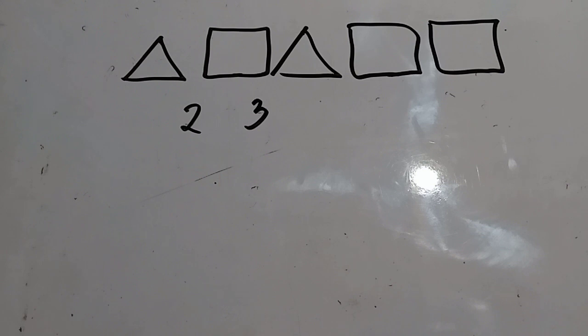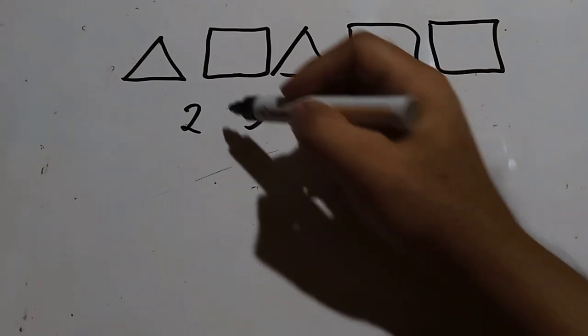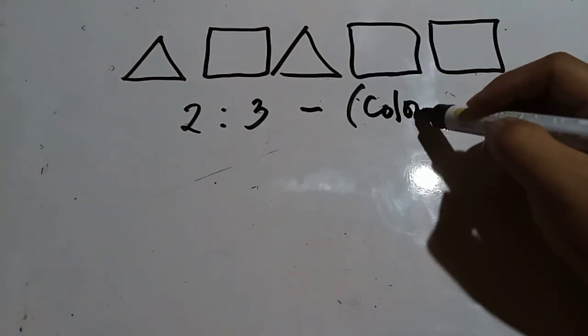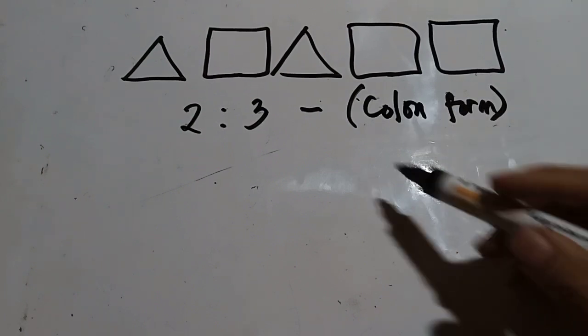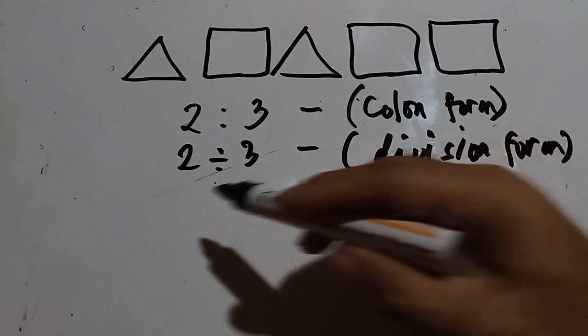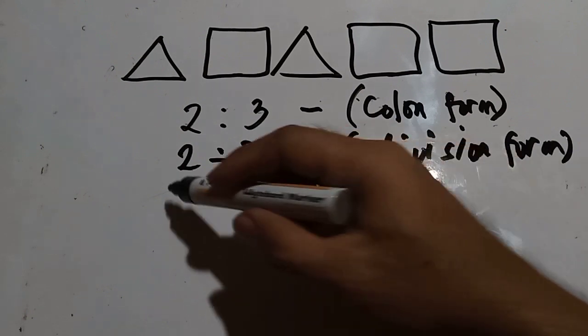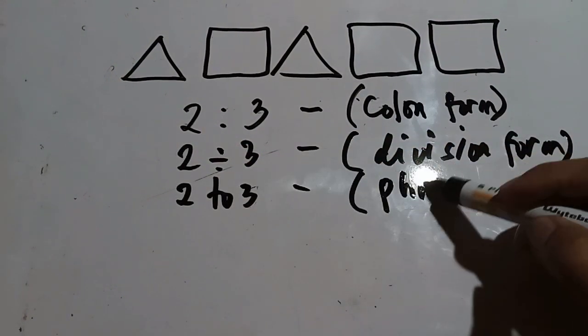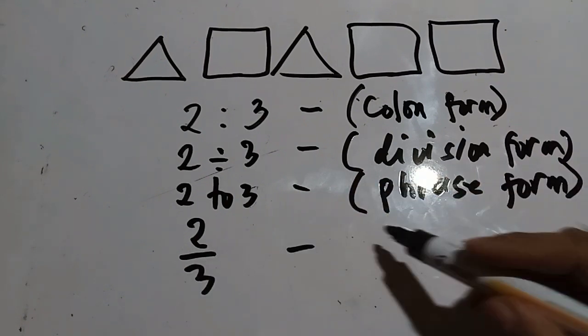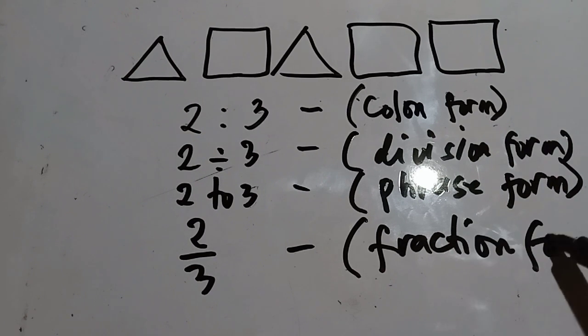So, now, since our topic is ratio, ito ay lagyan natin ng colon. Alright. So the ratio can be expressed in 4 ways. Okay, first way, una, ito ay tinatawag na colon form. Next, pangalawa, meron tayong tinatawag na division form. Pangatlo, meron tayong tinatawag na phrase form or word form. And the last one, meron tayong tinatawag na fraction form. Nakuha. Okay.